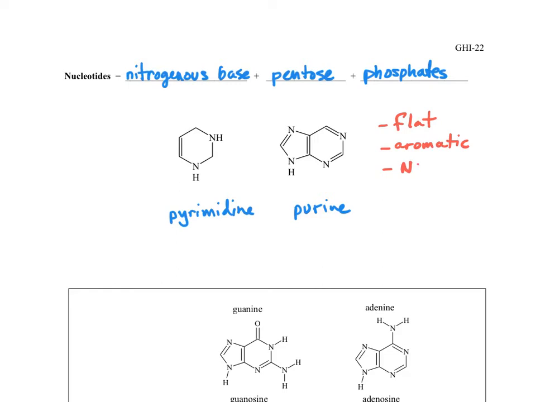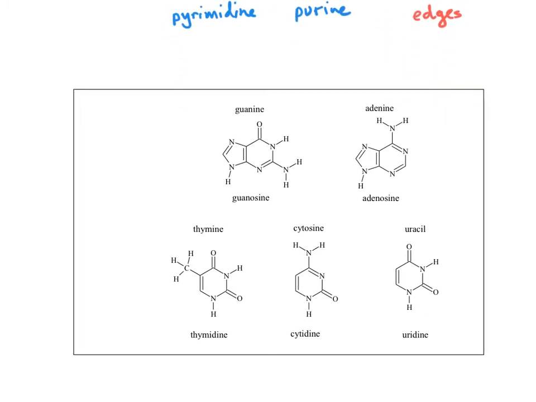On the one hand, they are nonpolar because of that aromatic nature of the ring, but on the other hand, they have hydrogen bond donors and acceptors on the edges. And we'll point those out as we move on and look at the specific ones. Let's go below and take a look at the 5 bases that you need to know.